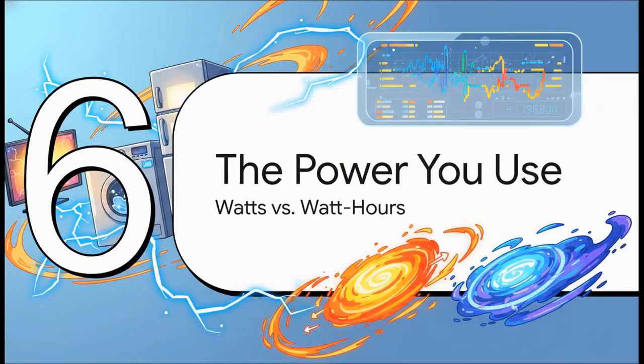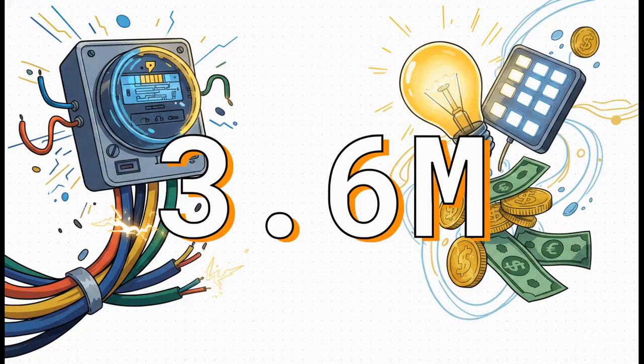Okay, we've made it to the final step of our blueprint, measurement. We see words like watts and kilowatt hours on our appliances and our bills, but what do they actually mean? Well, it all boils down to the difference between power and energy. Power, which we measure in watts, is how fast you're using energy. It's like your speed. A 100-watt light bulb uses energy faster than a 60-watt bulb.